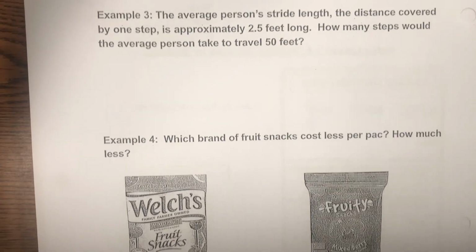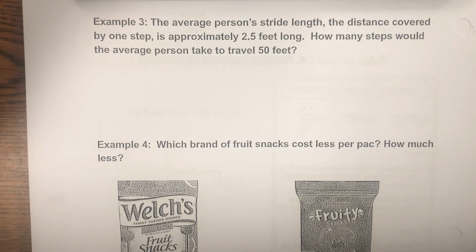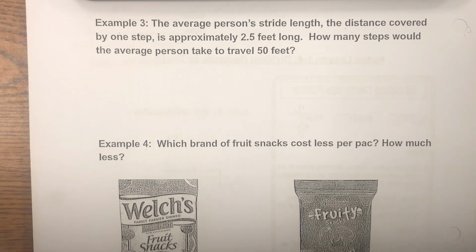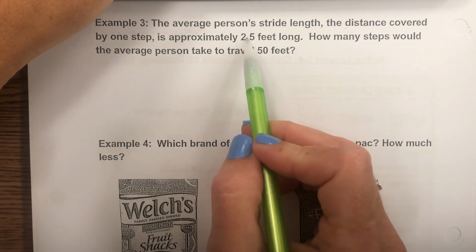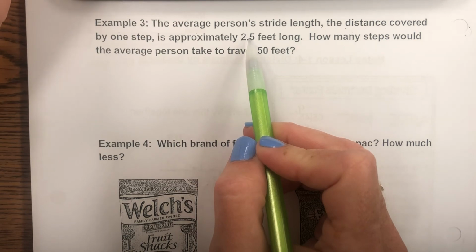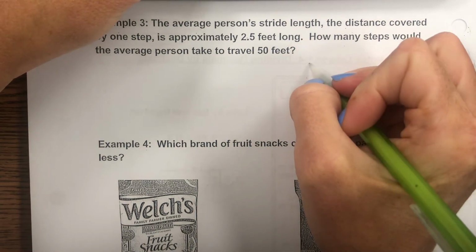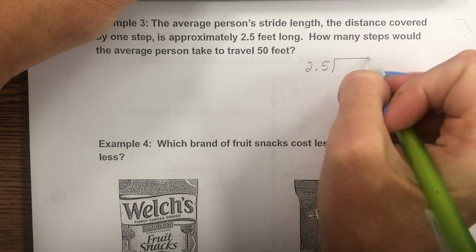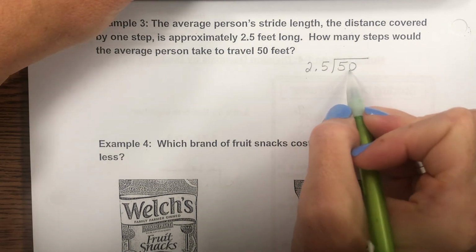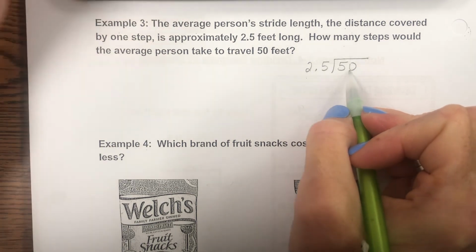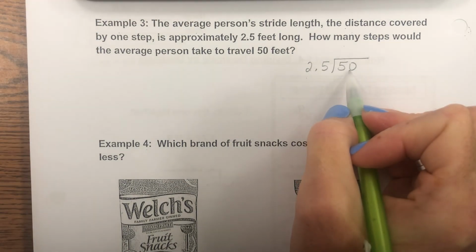Example 3 says the average person's stride length, which is the distance covered by one step, is approximately 2.5 feet long. How many steps would the average person take to travel 50 feet? Okay, so we need to figure out how many 2.5 feet strides will fit into 50 feet. So when you're figuring out word problems, think about what is being broken up.